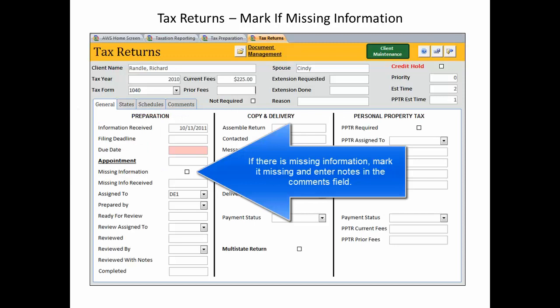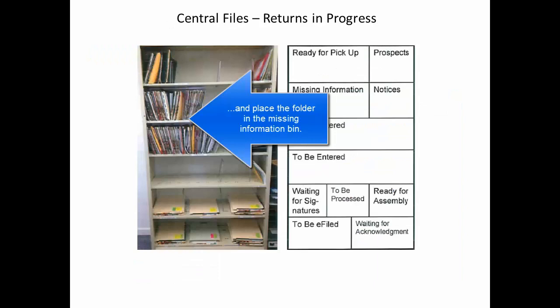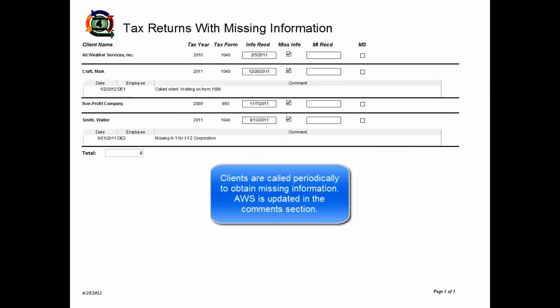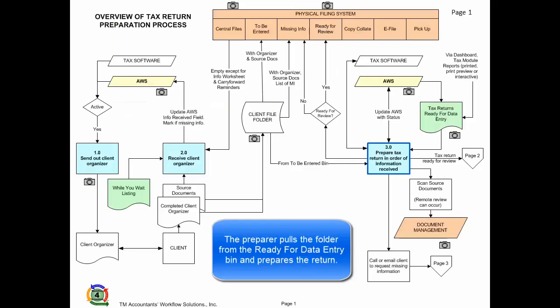If there is missing information, the appropriate box can be checked and notes can be entered in the comments field for this specific return. If the missing box is checked, the client's folder should be moved to the Missing Information bin. AWS generates both electronic and printed reports for missing information. Clients are called periodically to obtain the missing information. AWS is then updated in the comments section.